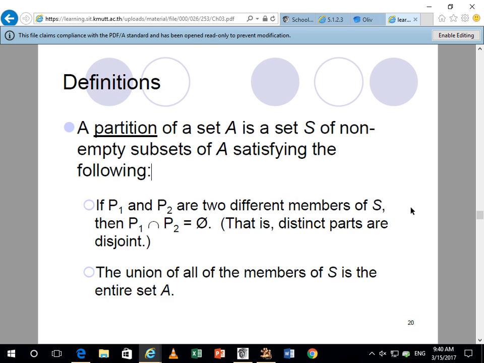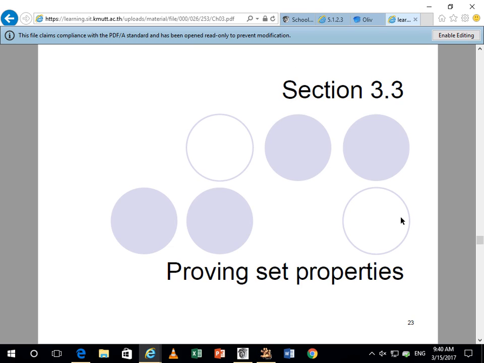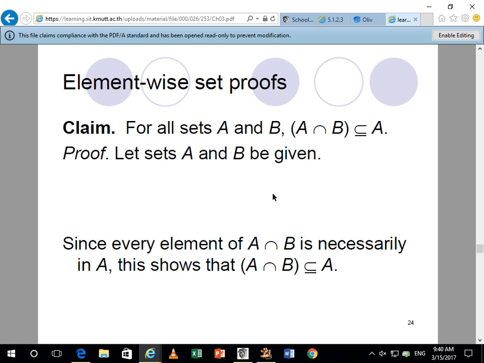Okay, why don't I just start today's lecture while the second person walks in. Today we'll be covering proofs, proving the set properties. First we look at the concept known as the element-wise set proof, looking at each element.